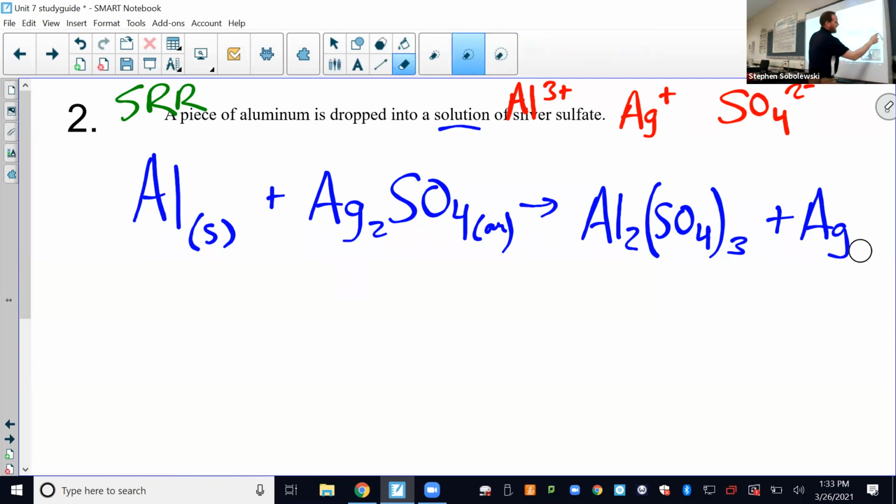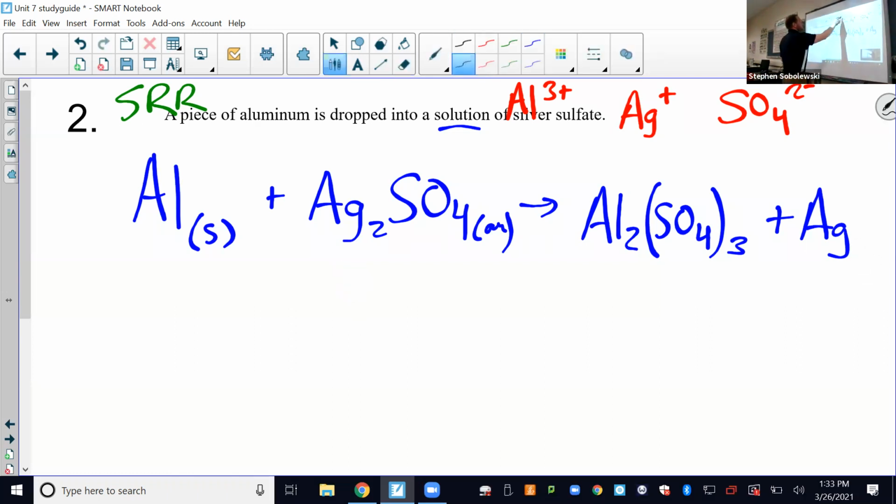All right, now we just need to balance. So let's see. I see 3 sulfates and 1 sulfate, so I'm going to put a 3 there. That's 6 silvers, 2 aluminums, and I think we're good.